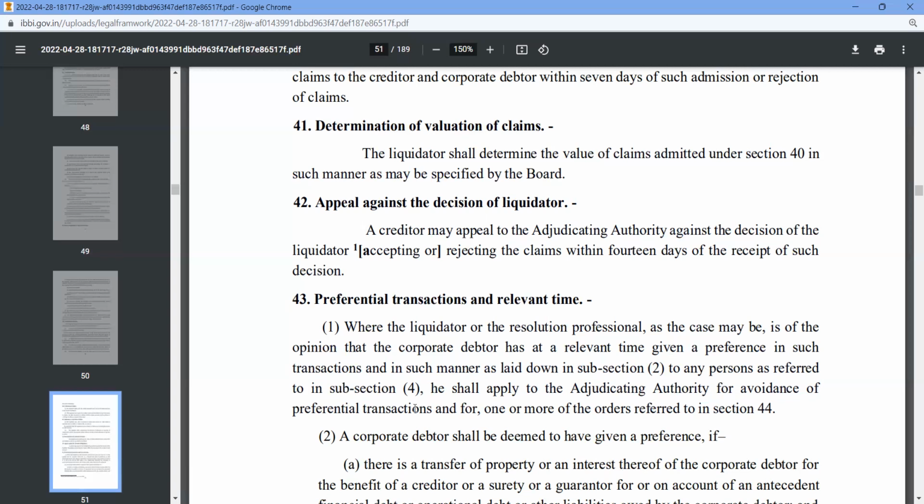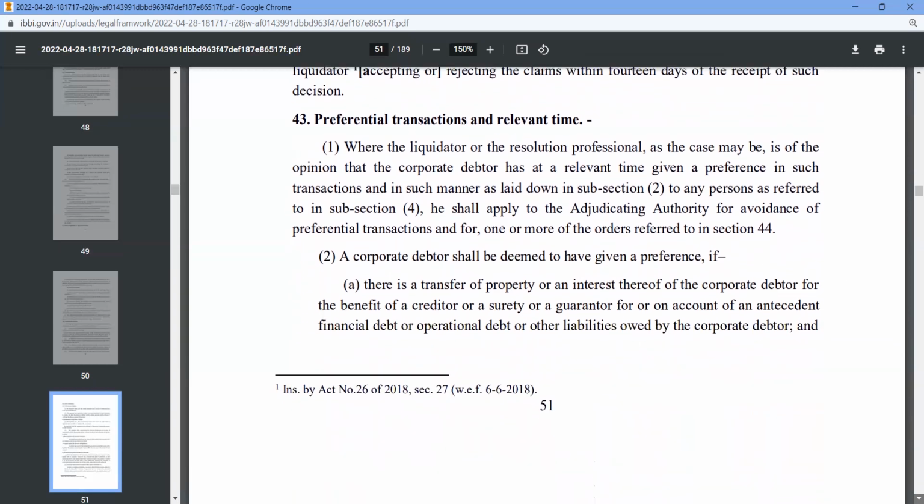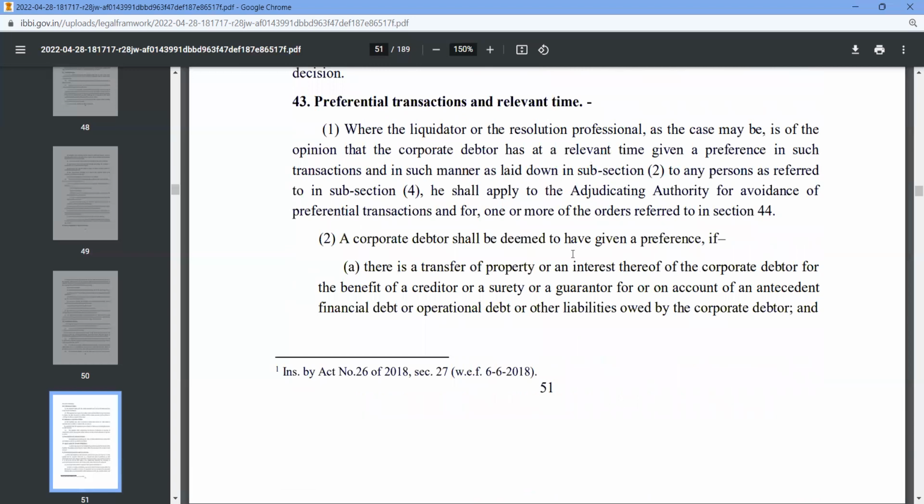to any persons as referred to in subsection 4, he shall apply to the adjudicating authority for avoidance of preferential transactions. Now, when is it deemed to have given preference? There has to be a transfer of property. How will he give preference? He will give preference either by way of transfer of property, or he will transfer an interest thereof of the corporate debtor for the benefit of a creditor or surety or a guarantor. Okay. So there are two parties. One is the corporate debtor.